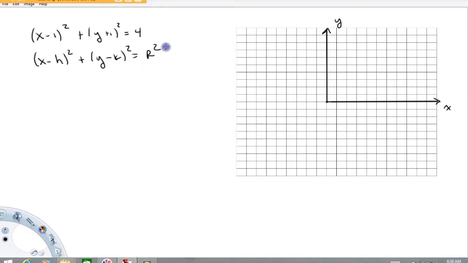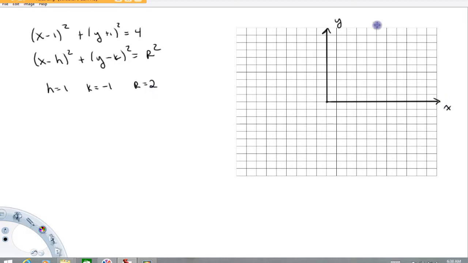And now what I'm going to do is just compare these. As I compare x minus h to x minus 1, I determine that h must be 1. And when I compare y minus k to y plus 1, I determine that k must be minus 1. Now r squared is equal to 4, therefore r must be 2. I'm going to do that without writing it out, just write r equals 2. So now what I know is that the center of the circle is at the point (1, minus 1) and it has a radius of 2. So I can use that to sketch it.